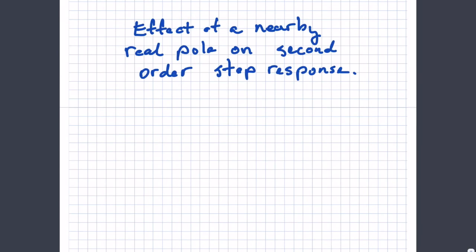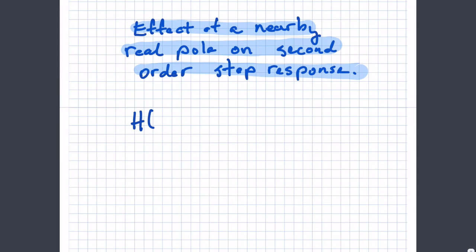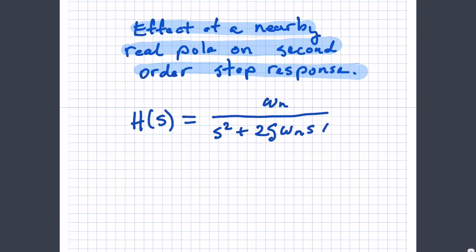Okay, in this screencast, we're going to be looking at the effect of a nearby real pole on a second order step response. If you'll remember, we cared a lot about looking at a second order model for a system, and we assumed something like this, where we had omega n squared over s squared plus 2 zeta omega n s plus omega n squared. And we knew what the step response looked like, and we could get ideas of what the pole locations' effect on the step response would be.